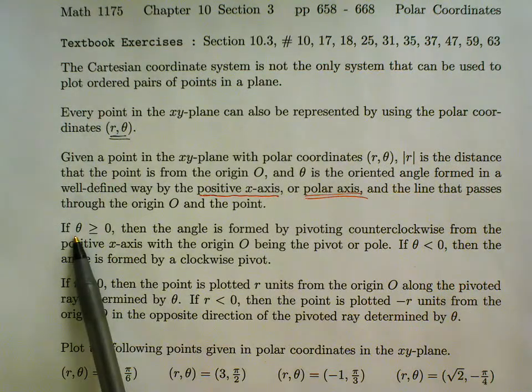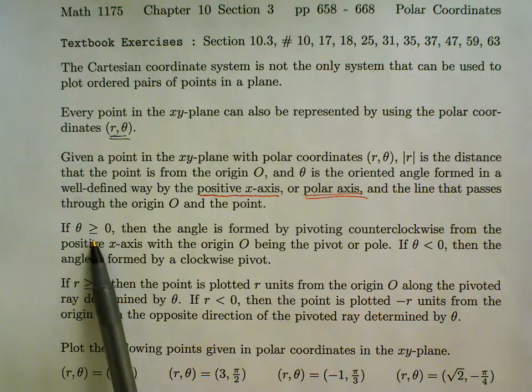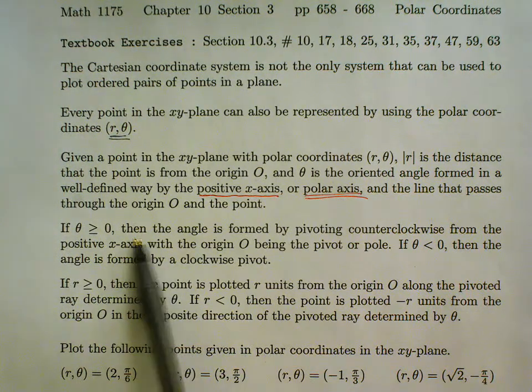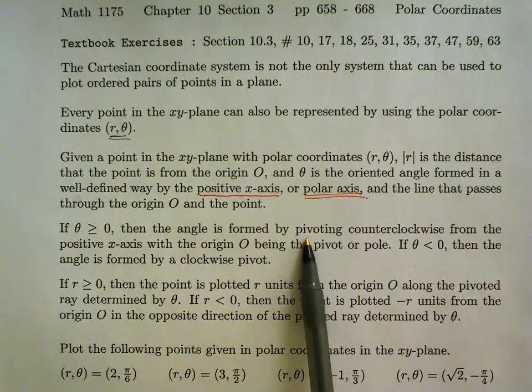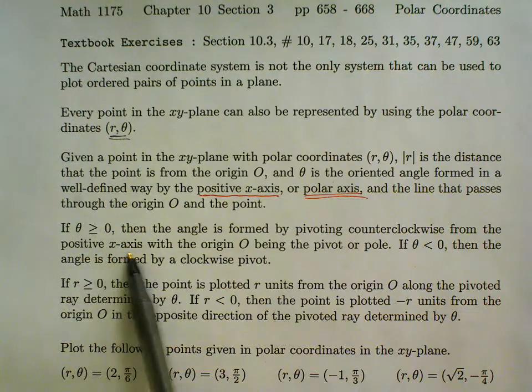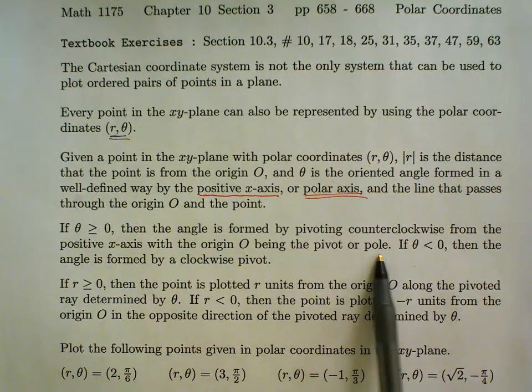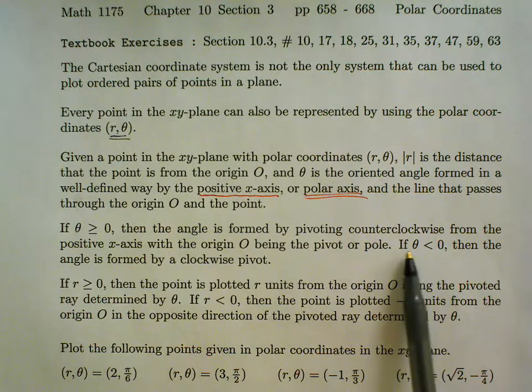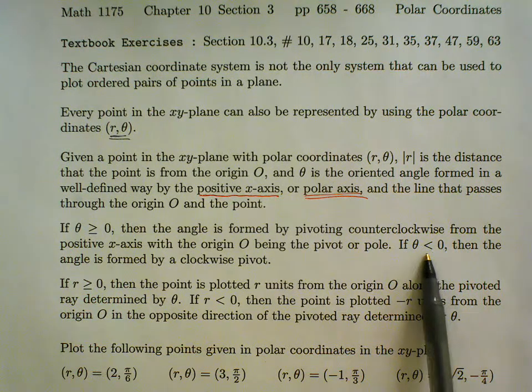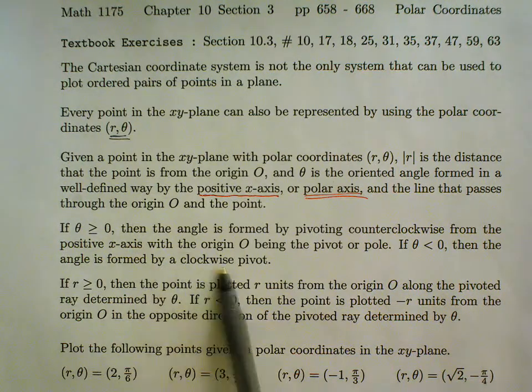If theta is greater than or equal to 0, then the angle is formed by pivoting counterclockwise from the positive x-axis, with the origin being the pivot or the pole. So if theta is greater than or equal to 0, the pivot is counterclockwise. If theta is negative, or less than 0, then the angle is formed by a clockwise pivot.